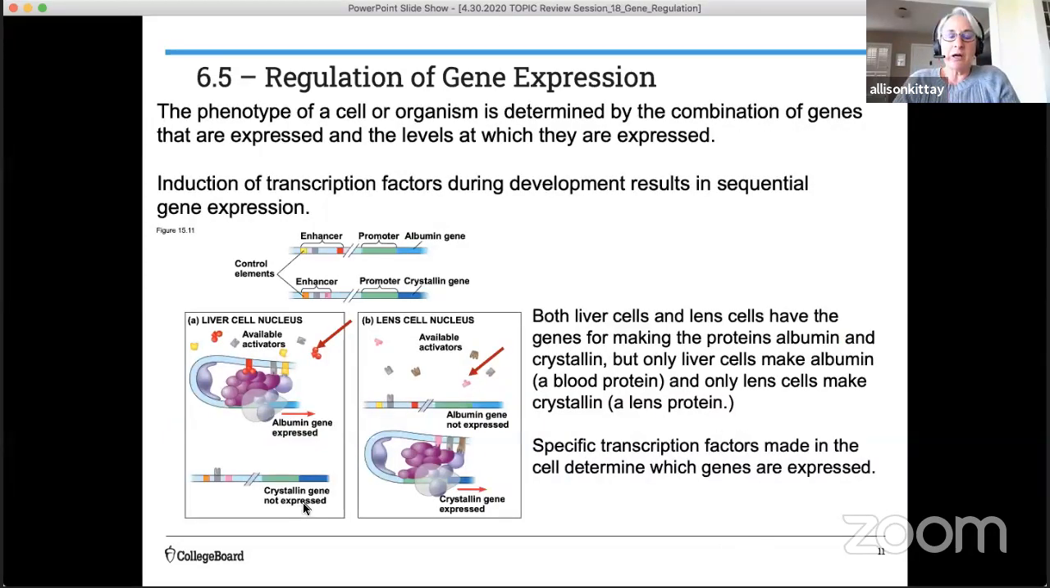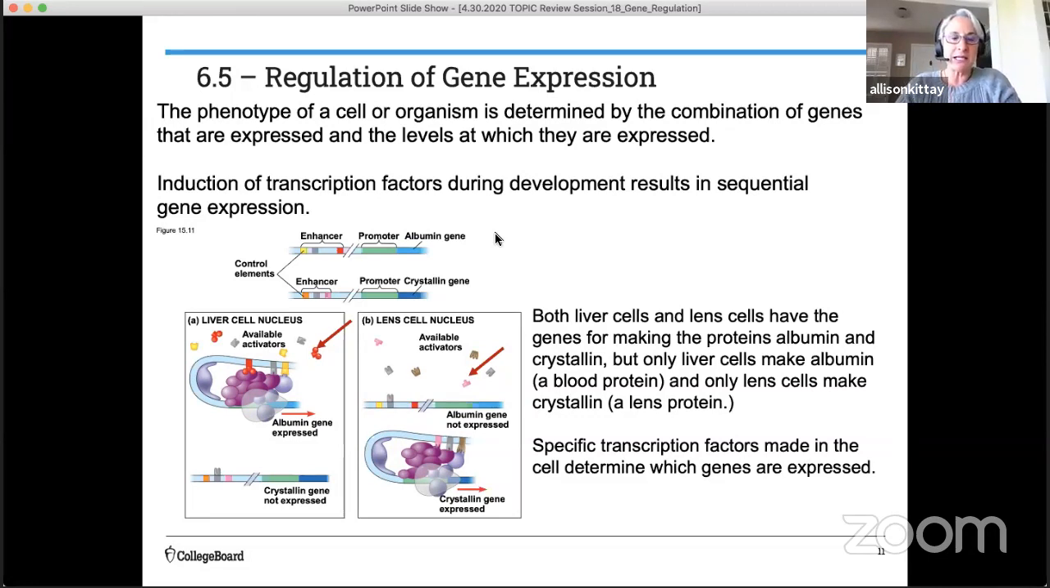The phenotype of a cell or organism is determined by a combination of genes that are expressed and the levels at which they're expressed. So I'm going to give you an example. And what you're going to see in this example is I've got 2 different types of cells, a liver cell and an eye lens cell. And we can see that on the actual piece of DNA, on the gene, we have both the albumin gene and the crystalline gene. However, the albumin gene will only be expressed in liver cells. It is a blood protein, and the lens cells will only produce the crystalline protein that's for the eye lens.